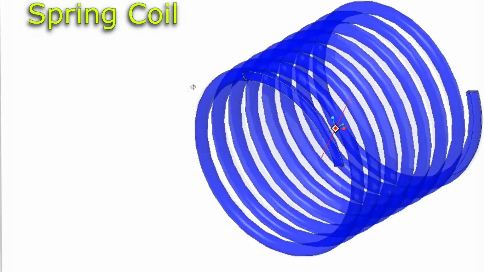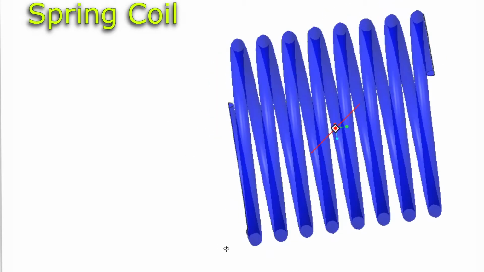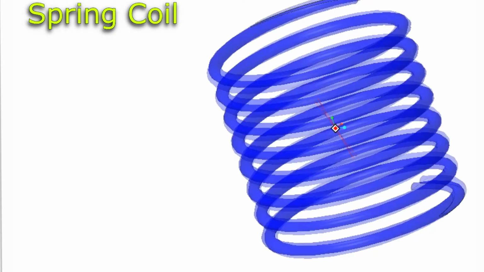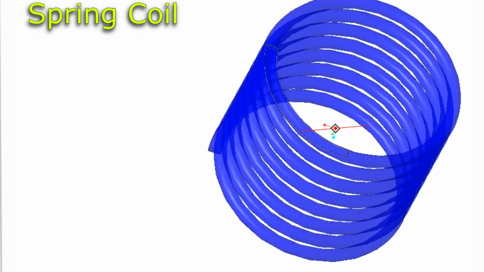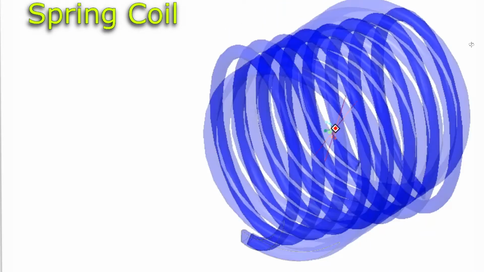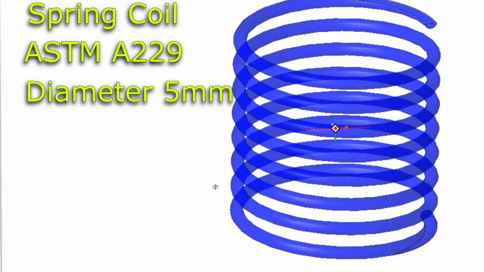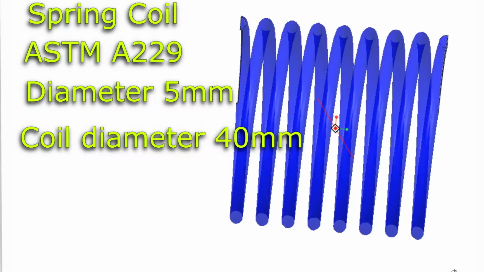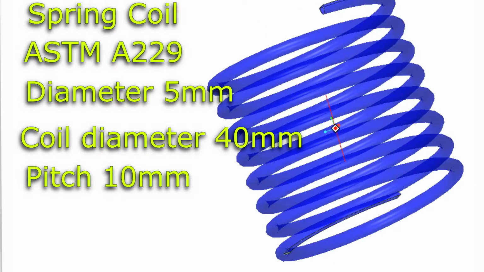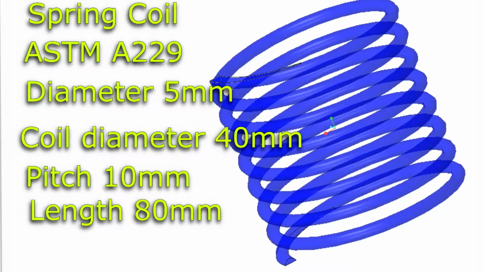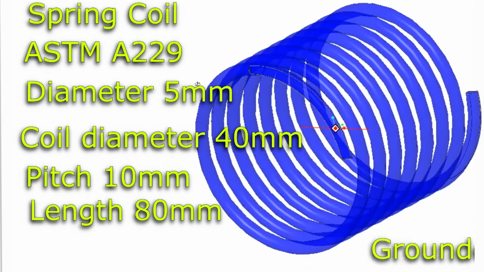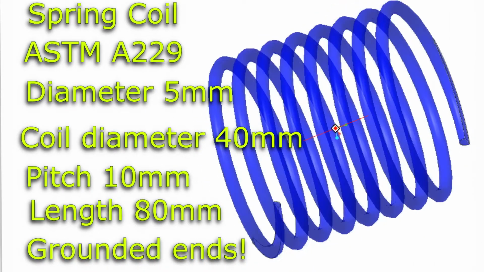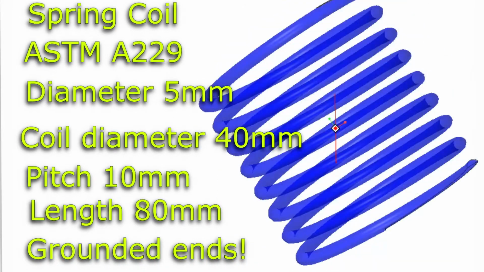This particular spring coil was an exam problem from my advanced solid modeling course. This spring coil is to be made of a steel music wire ASTM A229 with a diameter of 5 millimeters. The mean coil diameter is to be 40 millimeters, and when unloaded, the pitch is to be 10 millimeters with a mean length of 80 millimeters. Along with the design of the spring, we are to ground the ends on both sides of the spring.